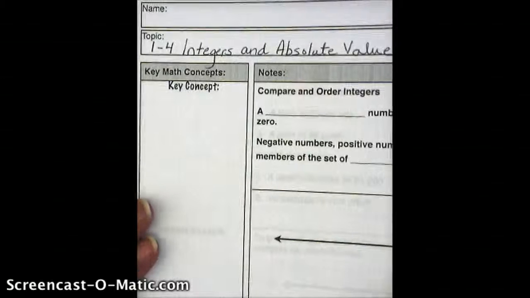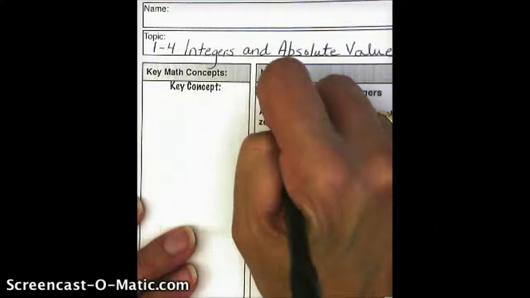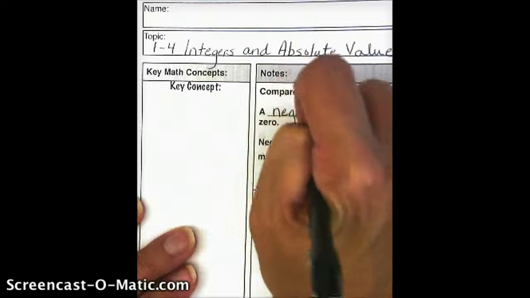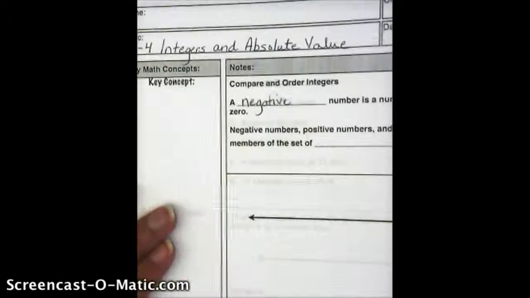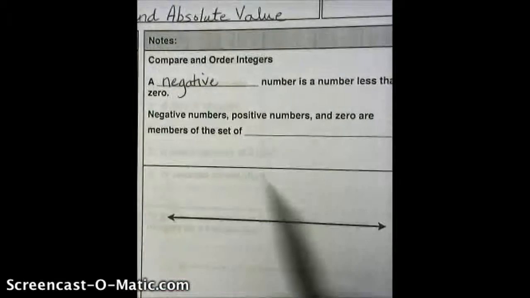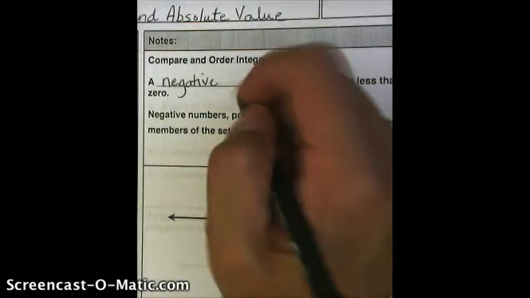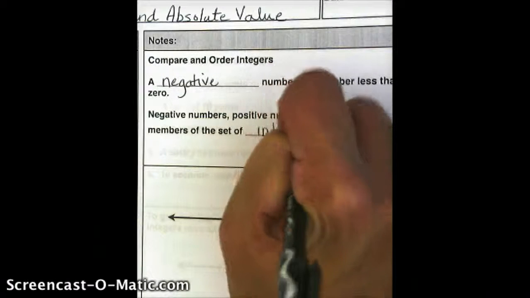Okay, today we're going to do section 1-4, integers and absolute value. Let's go ahead and number the bottom of your page, page 1. And we'll start with comparing and ordering integers. First of all, a negative number is a number that is less than 0. Negative numbers, positive numbers, and 0 are members of the set of numbers that we call integers.